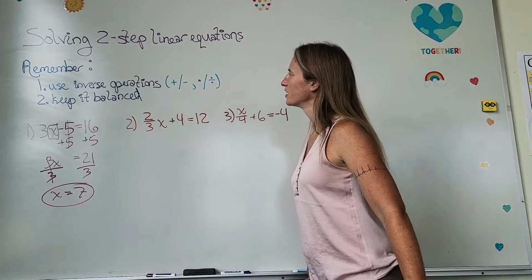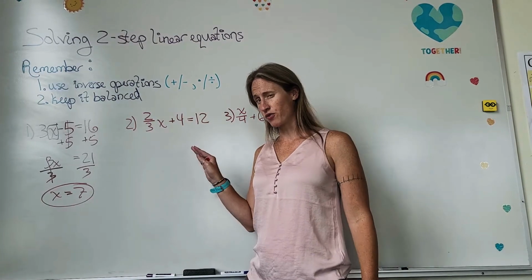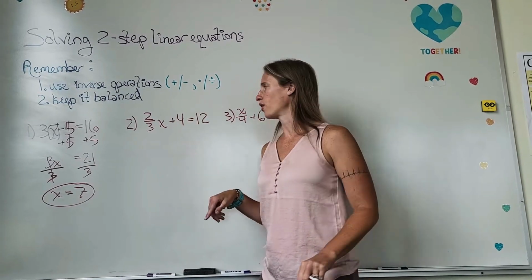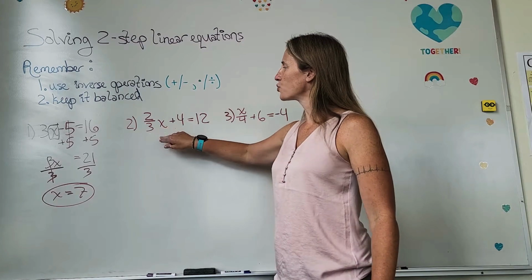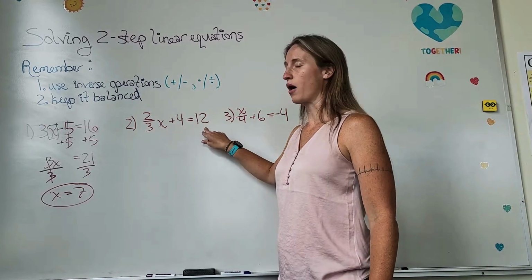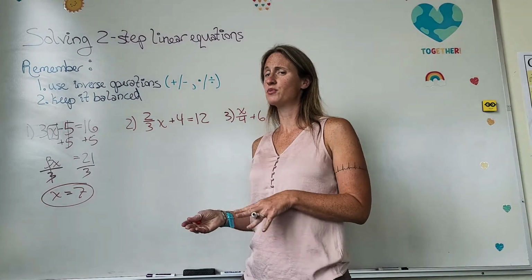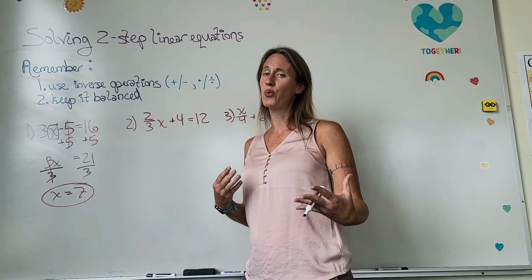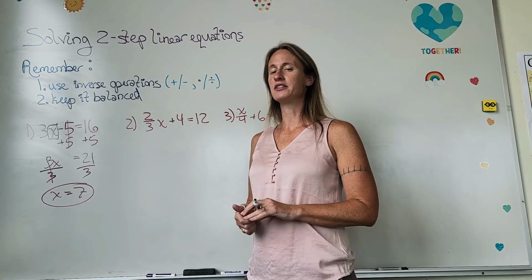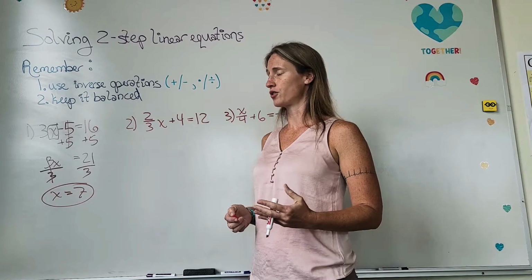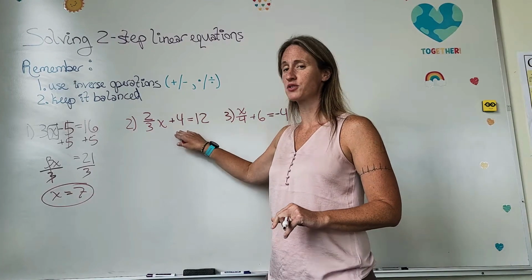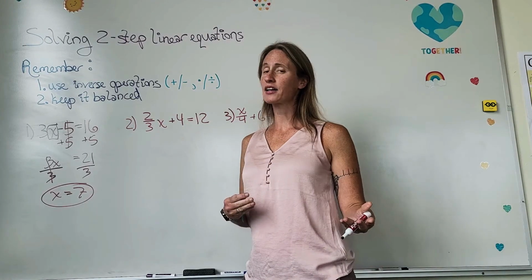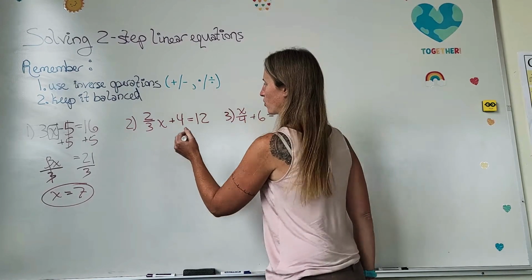Voila. All right, now this one's a little bit different than what we've looked at before. So for this one, we have 2/3 x plus 4 is 12. So we're going to start off the same way. We want to undo any addition or subtraction first. So we want to get rid of this plus 4. So the opposite of adding 4 is to subtract 4.